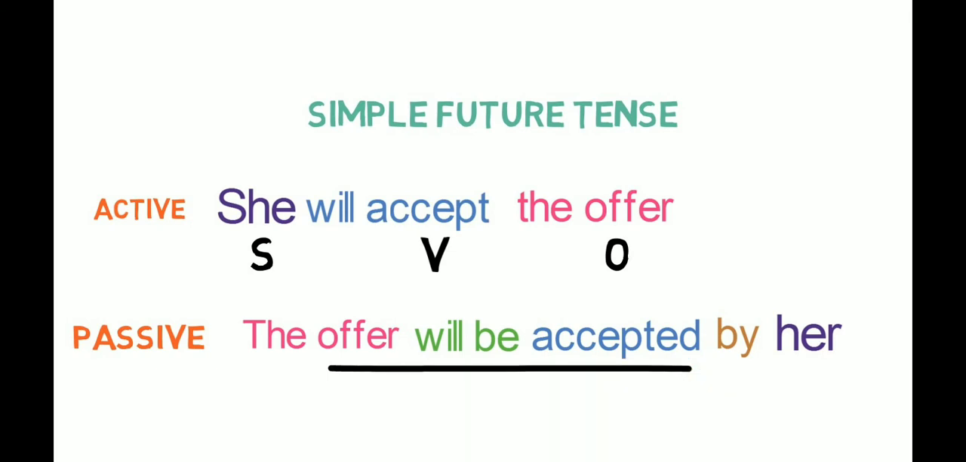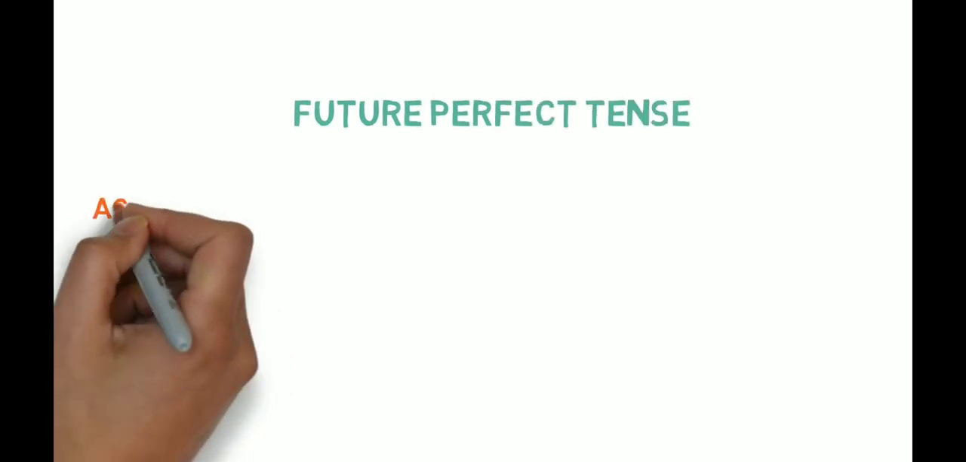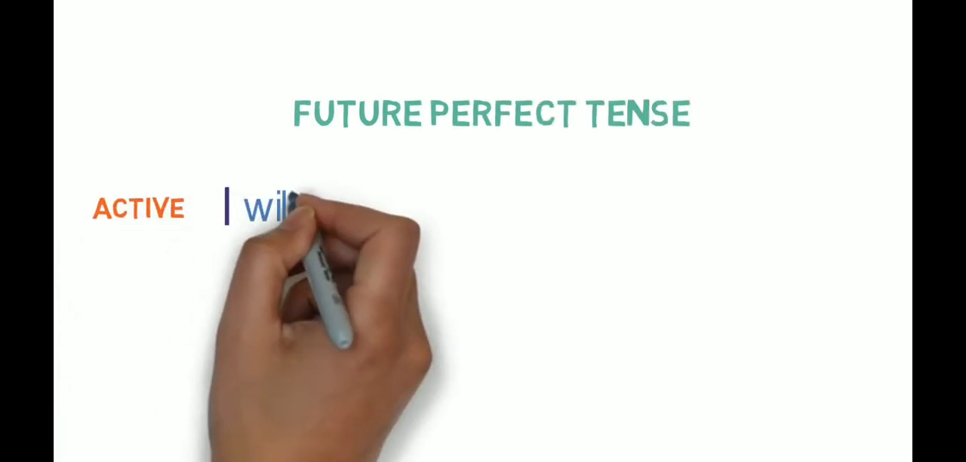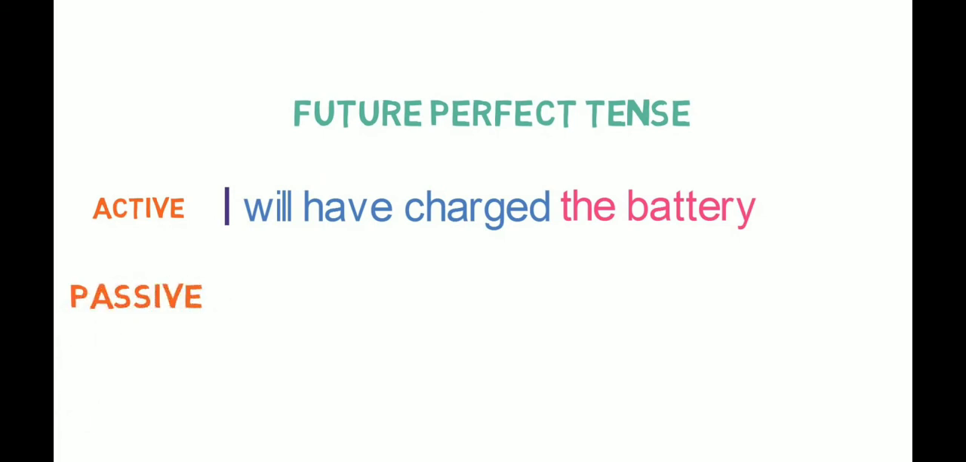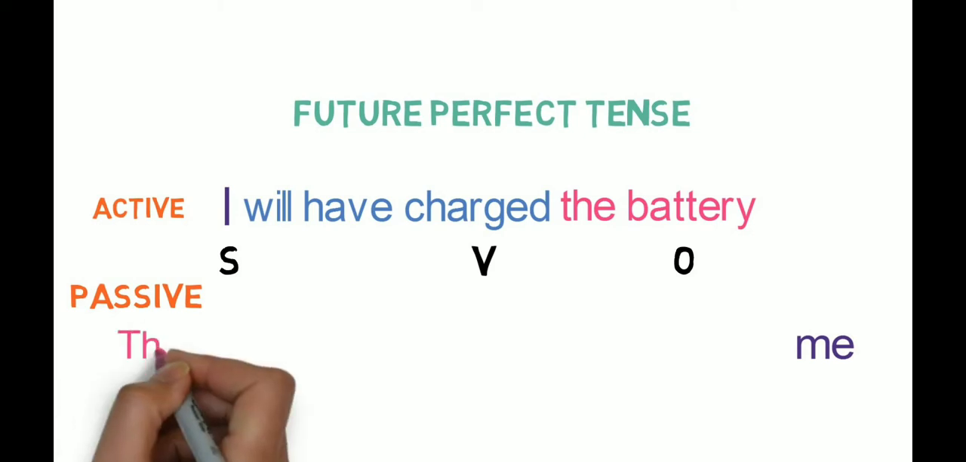Great. Now let's see an example of future perfect tense. Active sentence, I will have charged the battery. Passive sentence, firstly the subject here is I, verb is charged and object is the battery. Now let's swap the position of subject and object. So here it will be me and at this position it will be the battery.